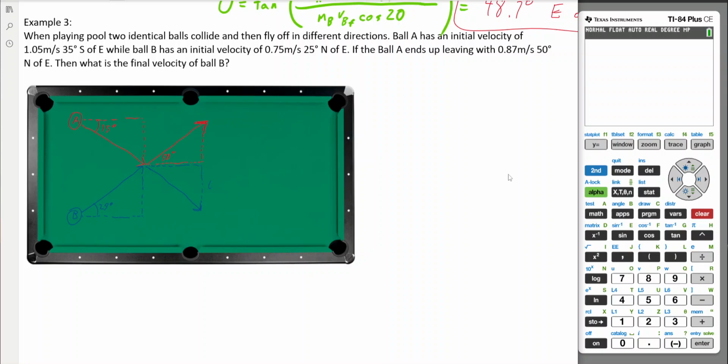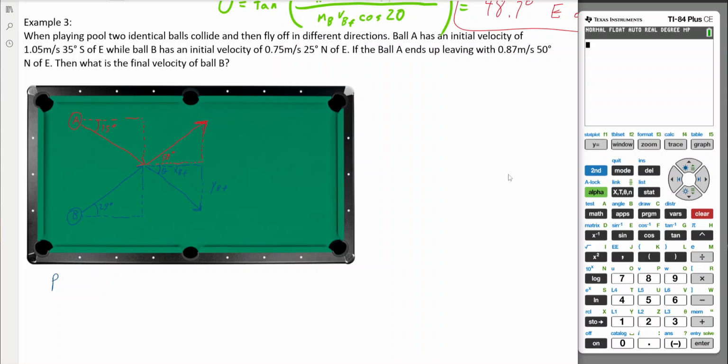So we need to find the B final in the y direction. Normally I would go Y B F and X B F. Plus, we're also going to need to find the theta over here. So we're looking for a few different things. Let's just talk about it now as the formulas.